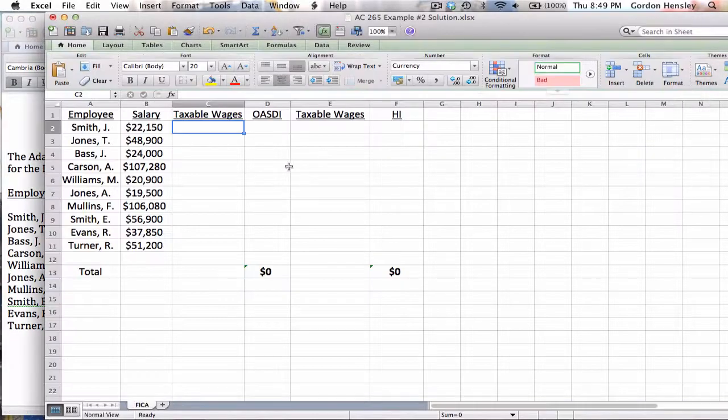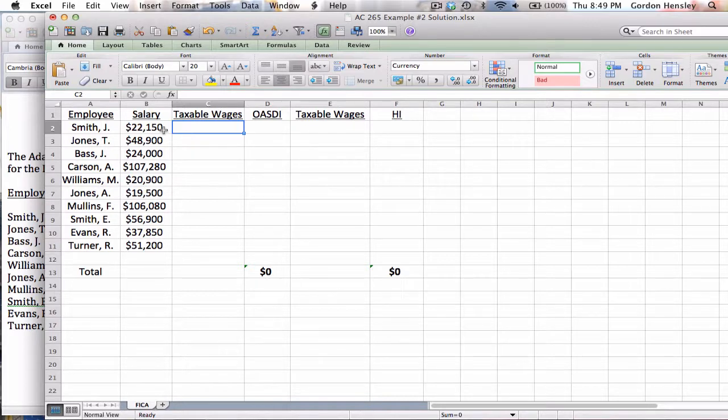Now to solve this problem, I'm going to utilize Excel. And I've already set some things up in advance, basically just to save time and make this video a little bit shorter. But of course, if you want to, you could also use Excel to solve this type of problem, or you could even use your own paper to solve this type of problem.